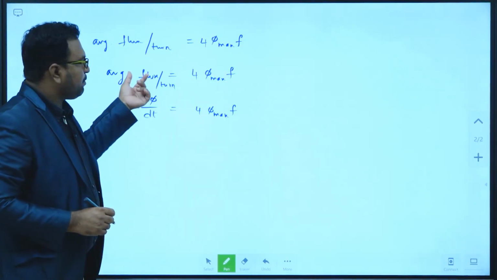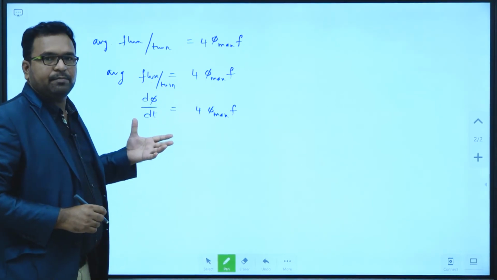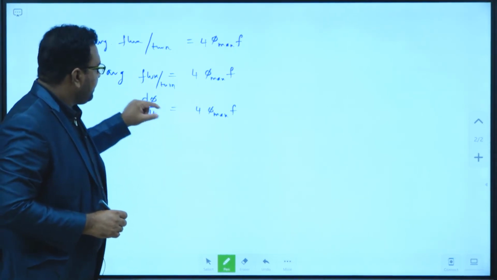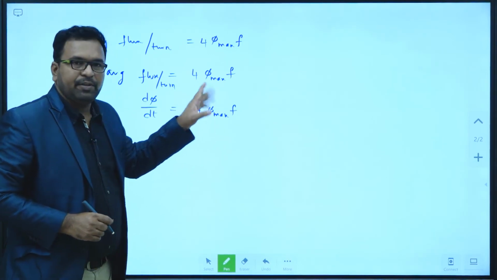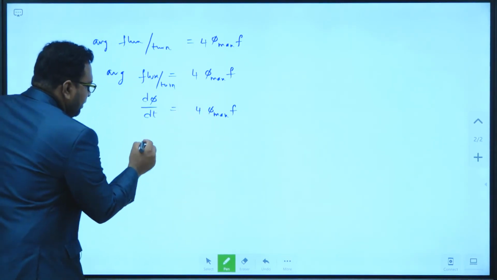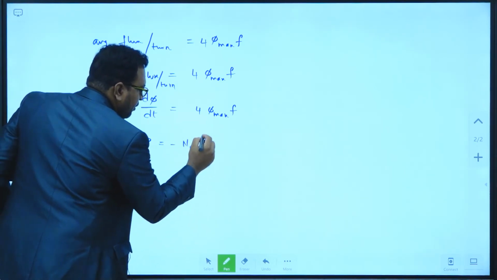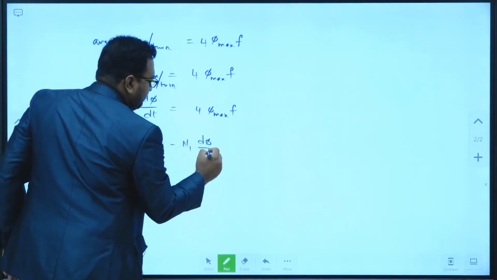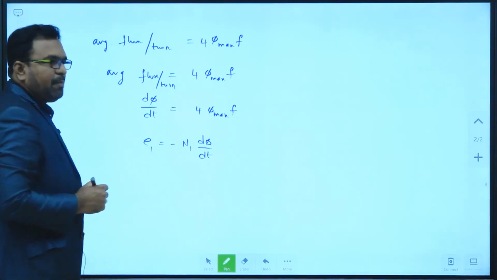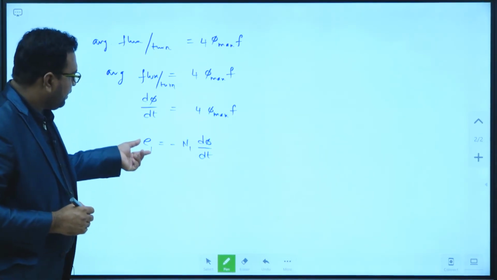The average flux per turn is nothing but dΦ/dt. So dΦ/dt is nothing but 4 into Φmax into f. And what is the induced EMF? The formula for induced EMF is equal to minus N1 into dΦ/dt, the induced EMF in coil 1, the primary winding.